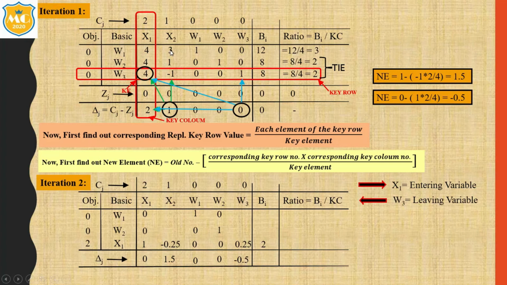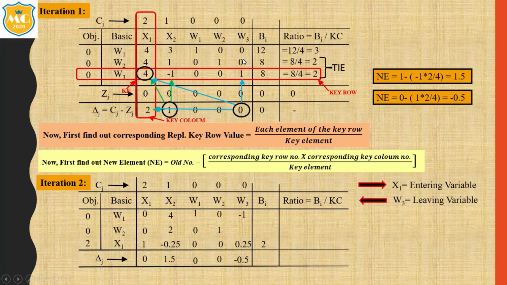Next we have to find out this value. So 3 minus 1 into 4 divided by 4. So the 4 cancels. So 3 minus 1, minus minus plus. So here we get 4. Similarly here, 1 minus 1 into 4 divided by 4. So minus minus plus. So 1 plus 1, 2. Similarly, the w3 value 0 minus 1 into 4 divided by 4. So here we get minus 1.